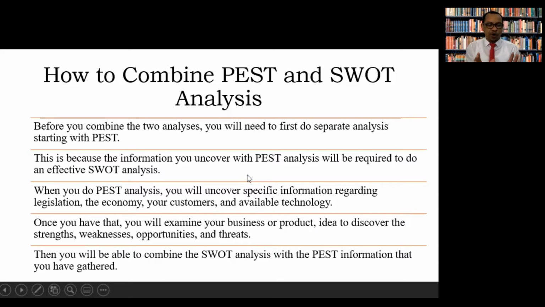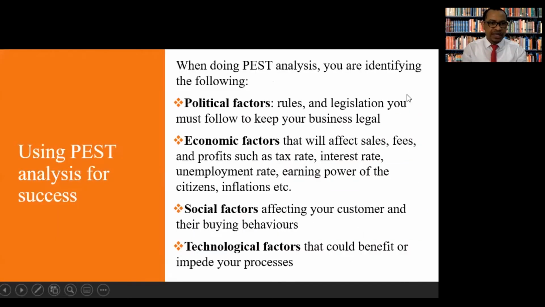Once you have obtained good insight about these elements, then you will use the information to do your SWOT analysis in order to discover your strengths, weaknesses, opportunities, and threats. Then, by combining the two of them together, you will be able to move further in developing effective strategies that will enable you to take advantage of those opportunities while combating your threats using your strengths.